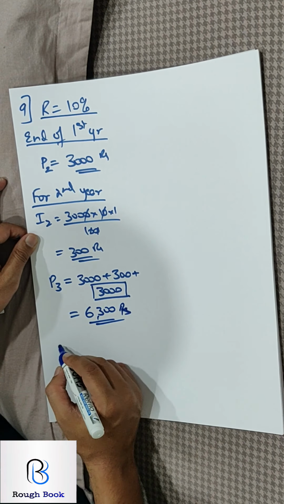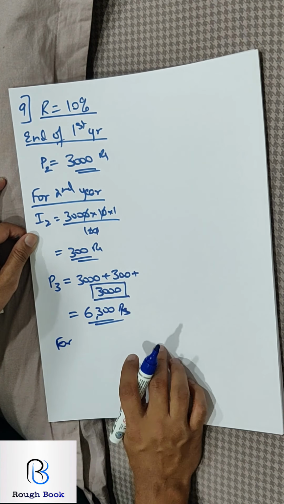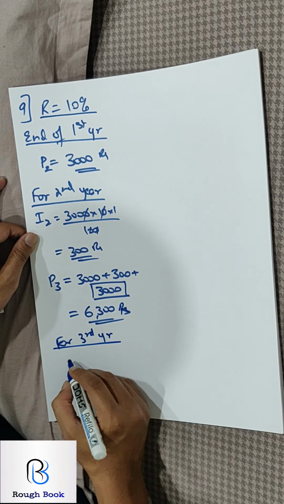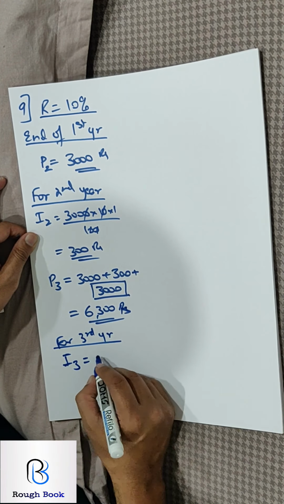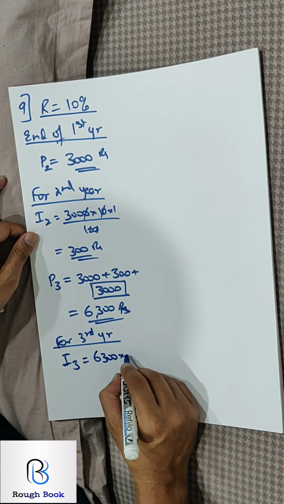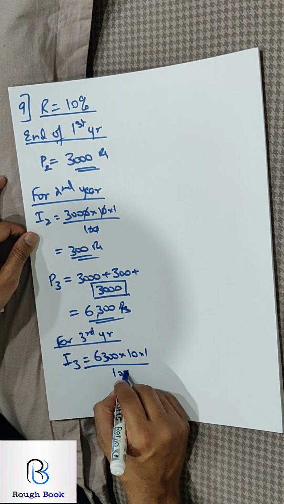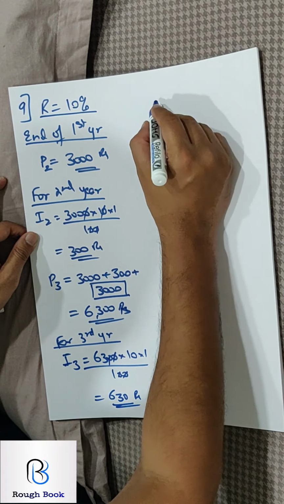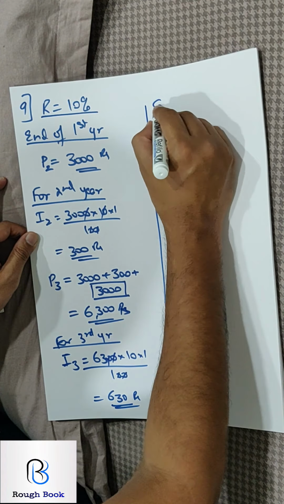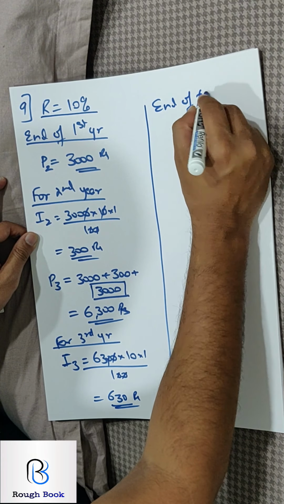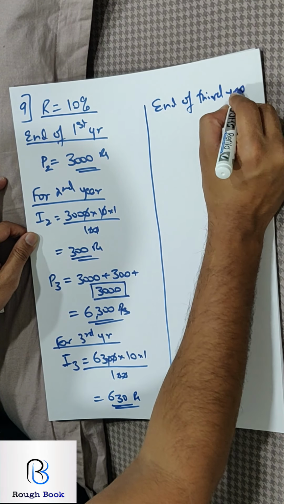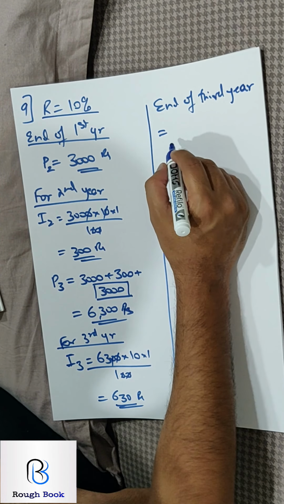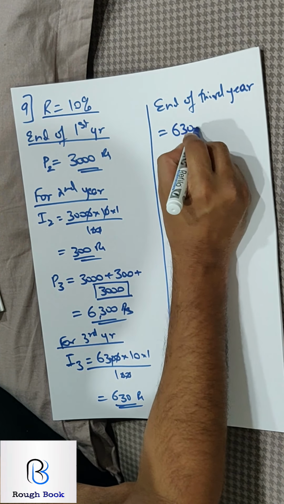Correct? And for the third year, because your question says at the end of the third year, I am still going to get some interest called I3. So 6,300 at 10%, my answer should be 630 rupees. So at the end of the third year, what will happen? Tell me what will be the total amount at the end of the third year if you can get it. If you match with me, super.